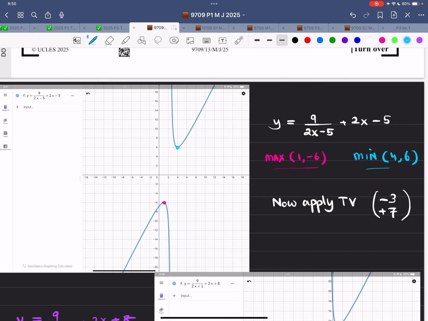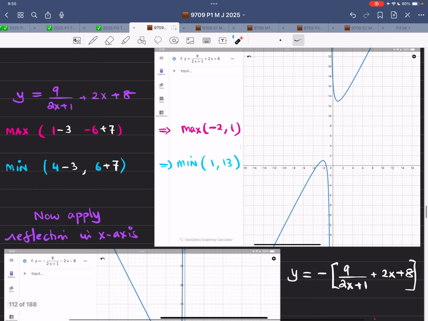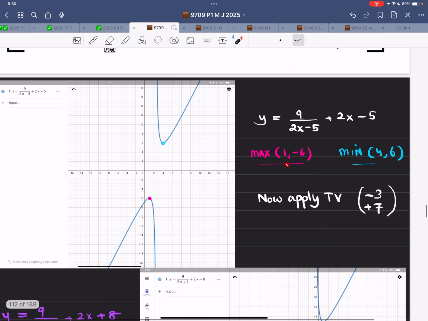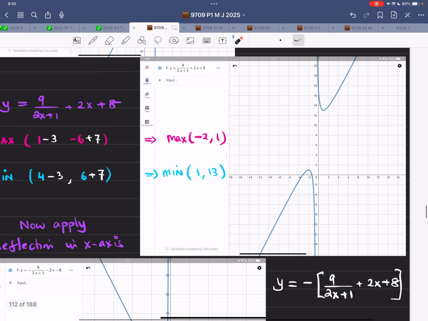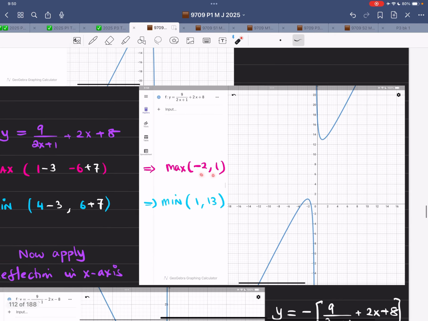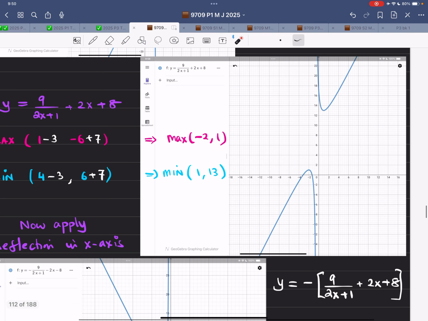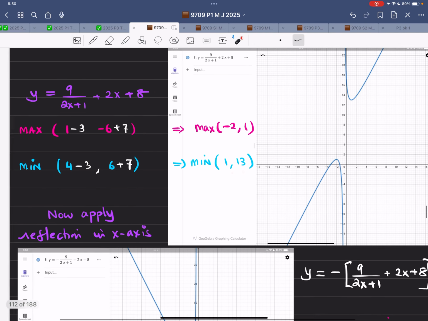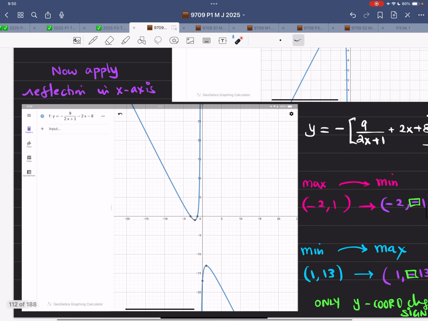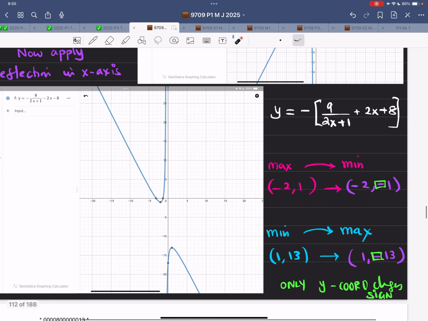Now apply the translation. When I apply the translation, it should move 3 units to the left and 7 units up. So that is what we are getting. Now the maximum point is (-2, 1). So (1, -6) is becoming (-2, 1). And similarly (4, 6) is becoming (1, 13). Now apply reflection in the x-axis. That's the final graph, and it exactly corresponds with what we have done.